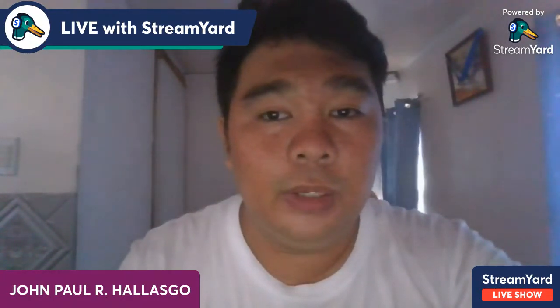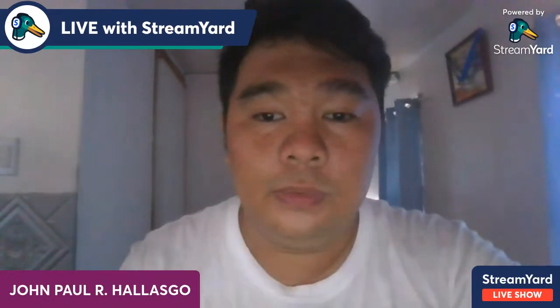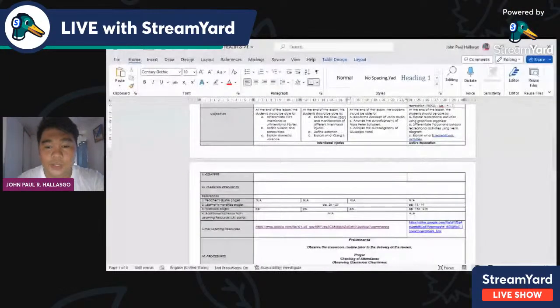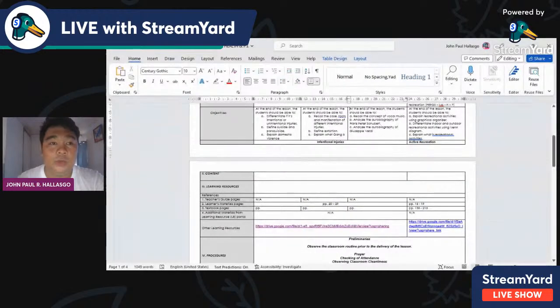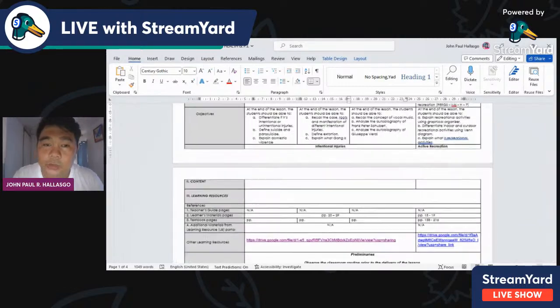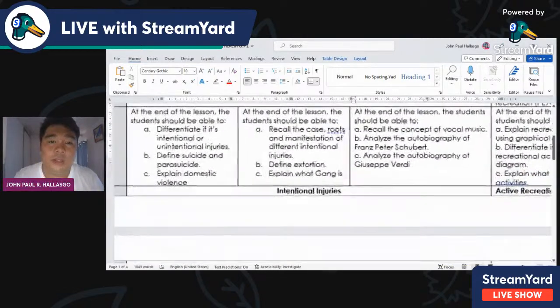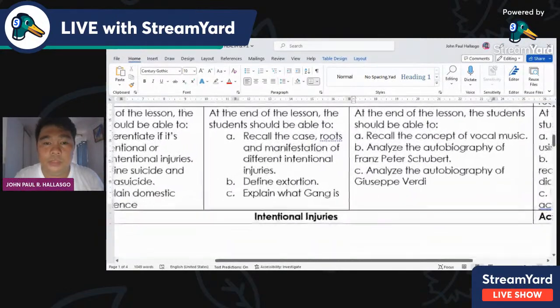But before we begin, let's try to read the objectives. I provided the content standards and the performance standards before, so we're all good with that, and the MELCs for the quarter 4 week 3 health. Allow me so that we can target and see our objectives today. So, let me zoom in.